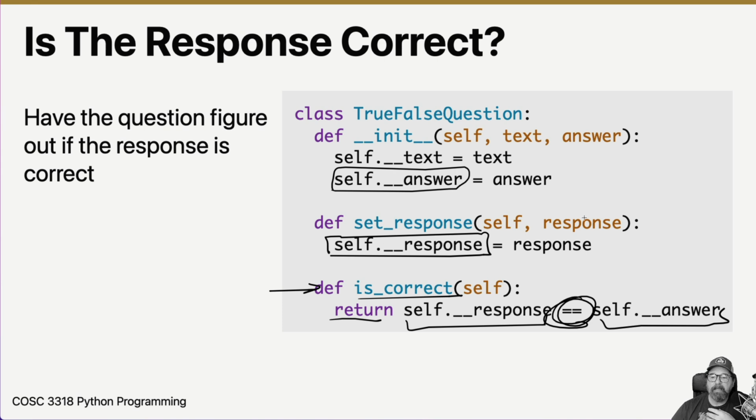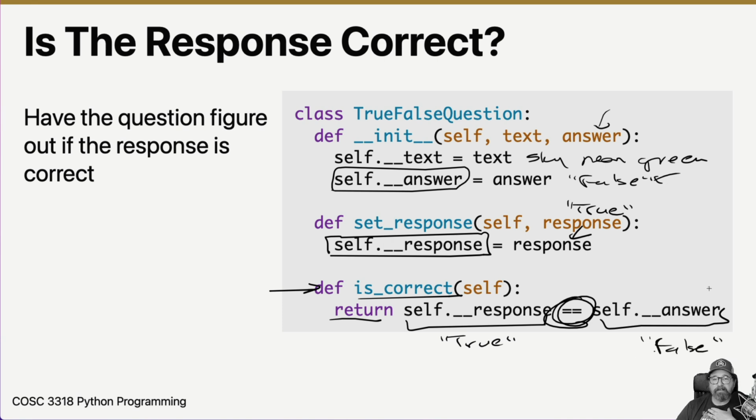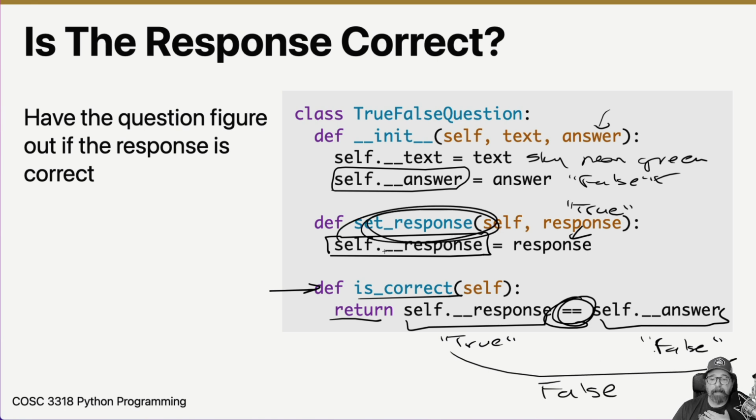So think about that. If we had something like, is the sky neon green? And obviously that answer would be false. And somebody types in true, and that's the value that we set to the person's response, then that would be self.response right here, which is true, compared to self.answer, which we got in here, which was false. And those two things aren't the same. And because they're not the same, this will return false. So that response would not be correct when somebody typed it in.